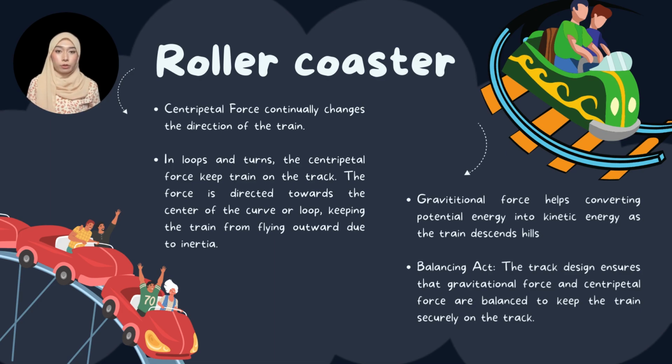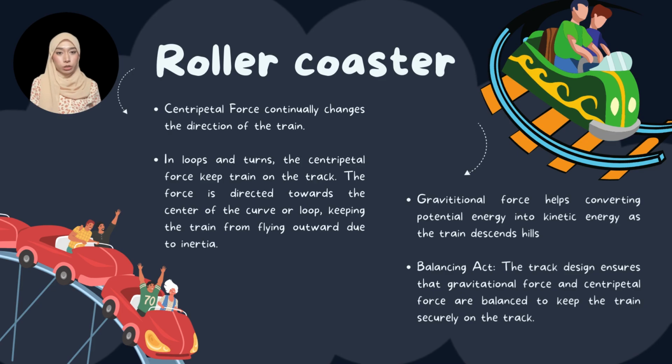The forces involved in keeping the train on the track are, the first one, centripetal force. Centripetal force is the inward force for an object to follow a curved path. So in the context of a roller coaster, this force is provided by the track, which continually changes the direction of the train.